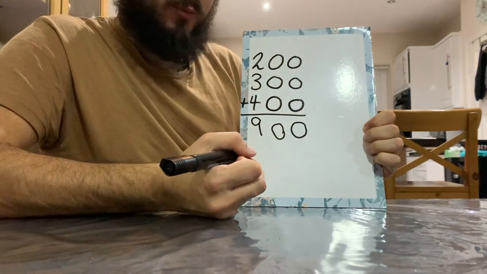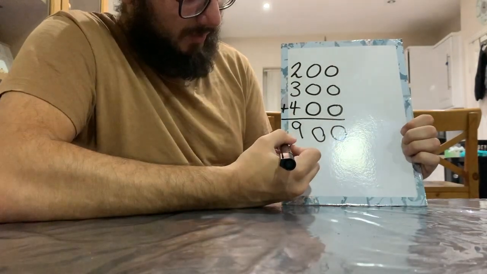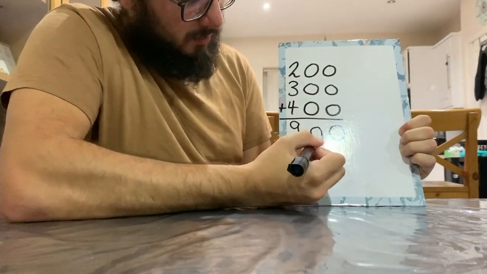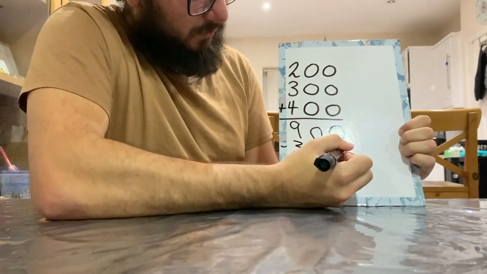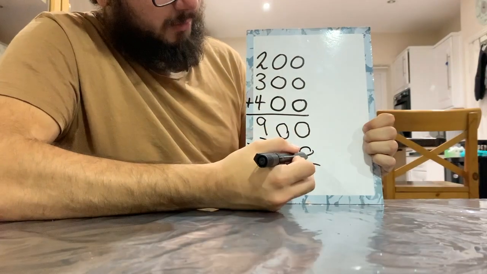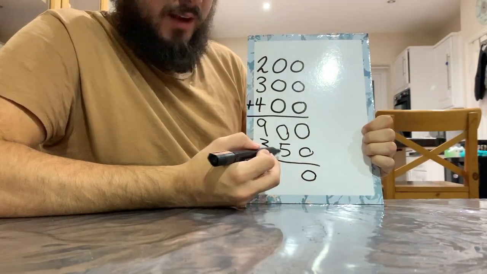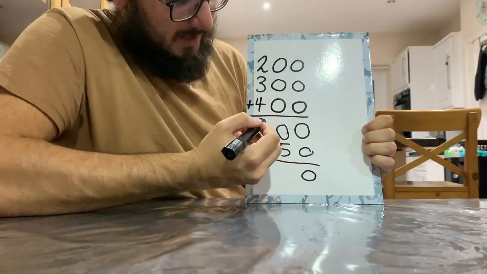And then the question told me to take away 350 milliliters. So I'm going to do that underneath now. Take away 350. Okay, so 0 take away 0 is 0. Now 0 take away 5 I can't do, because that would go into the minuses.